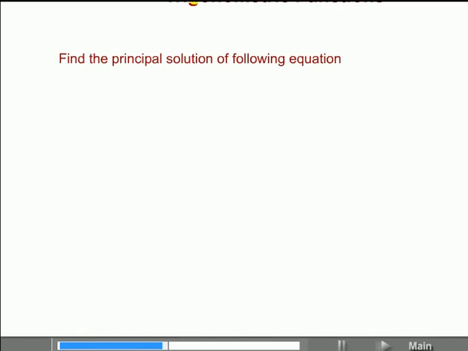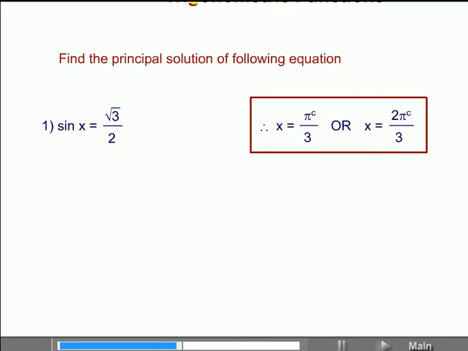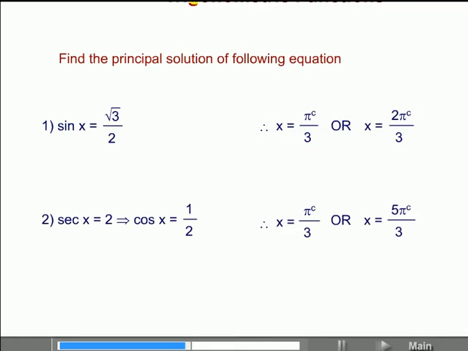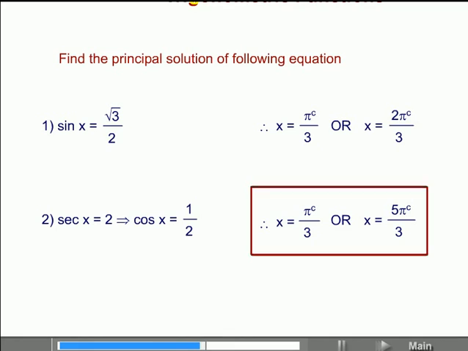Find the principal solution of the equations. 1. Sin x equal to root 3 by 2. Therefore, x equal to pi by 3 radians or x equal to 2 pi by 3 radians. 2. Sec x equal to 2. This implies cos x is 1/2 and therefore x equal to pi by 3 radians or 5 pi by 3 radians.